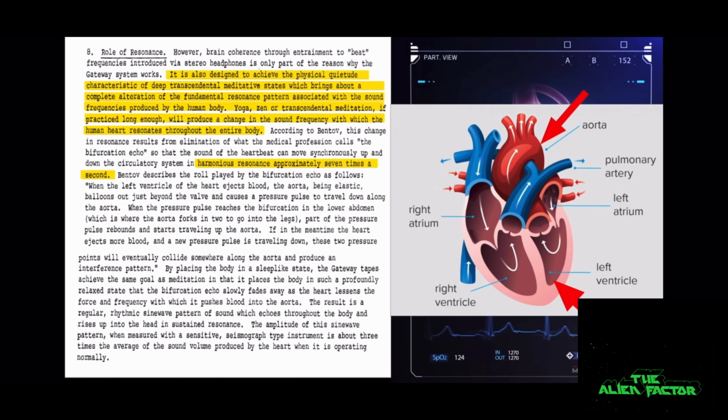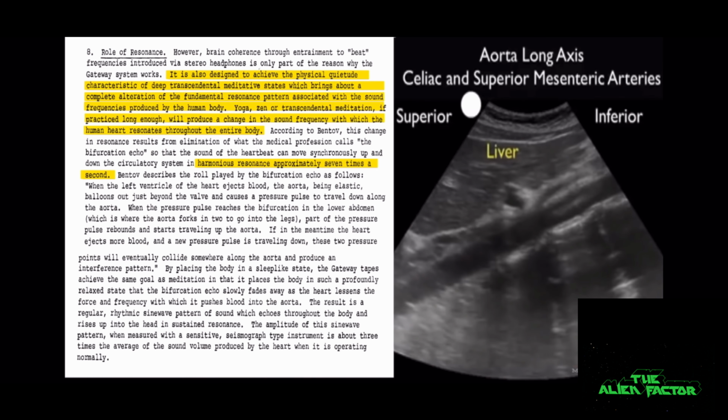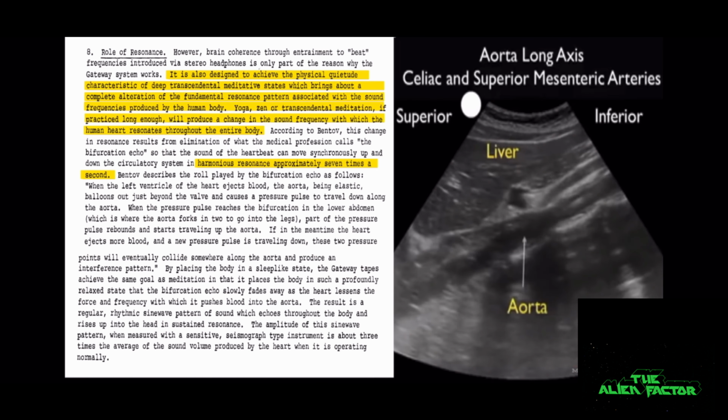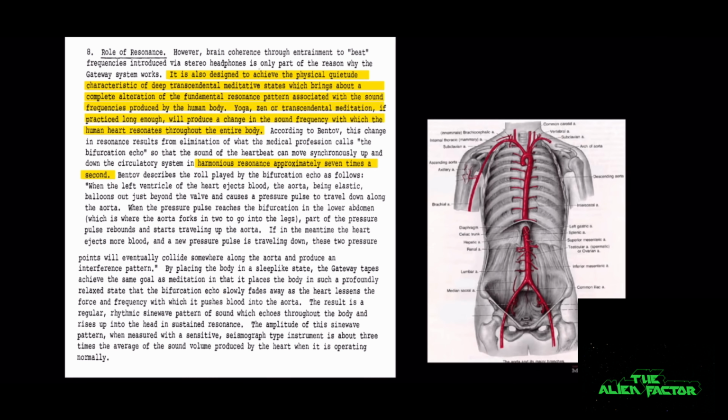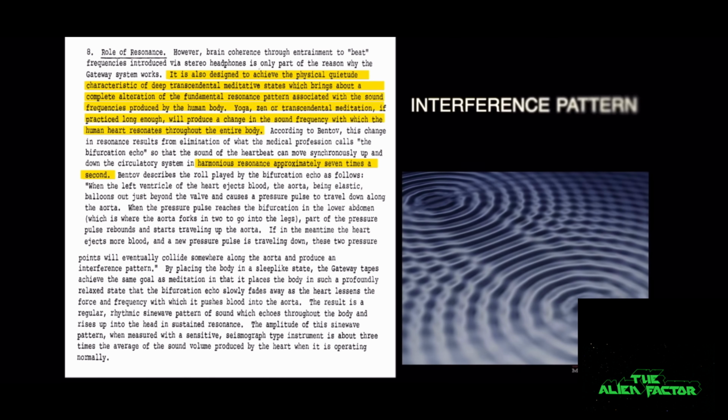When the left ventricle of the heart ejects blood, the aorta, being elastic, balloons out just beyond the valve and causes a pressure pulse to travel down along the aorta. When the pressure pulse reaches the bifurcation in the lower abdomen, part of the pressure pulse rebounds and starts traveling up the aorta. If in the meantime the heart ejects more blood, and a new pressure pulse is traveling down, these two pressure points will eventually collide somewhere along the aorta and produce an interference pattern.